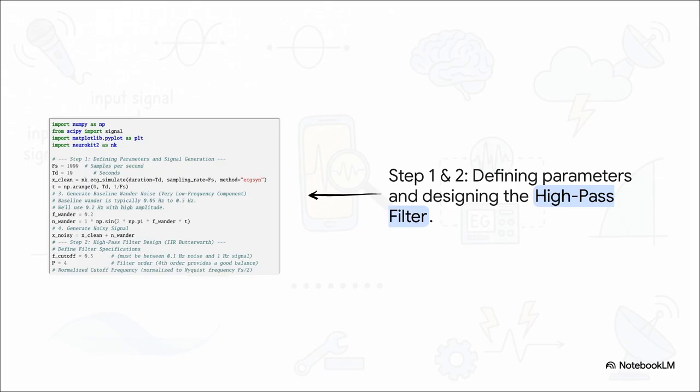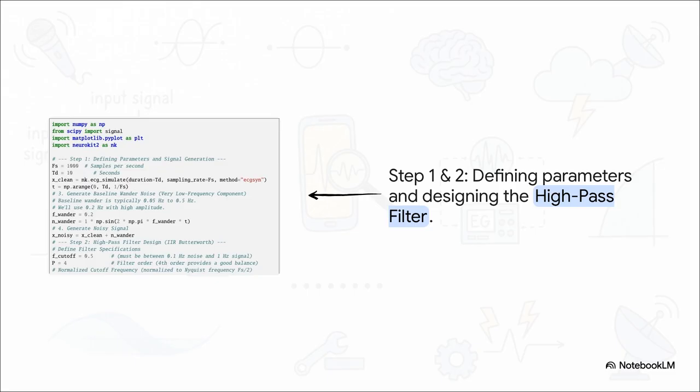Now let's move to step 2. This is where the actual engineering happens. Check out how we define our cutoff frequency. We're setting it to 0.5 Hz. Why exactly 0.5? Well, think about it. It sits perfectly in the sweet spot between our 0.2 Hz noise and the roughly 1 Hz minimum frequency of a resting human heartbeat. Next, we set our filter order to 4. This is a deliberate design choice to balance getting a nice sharp cutoff without causing the signal to aggressively ring or distort.